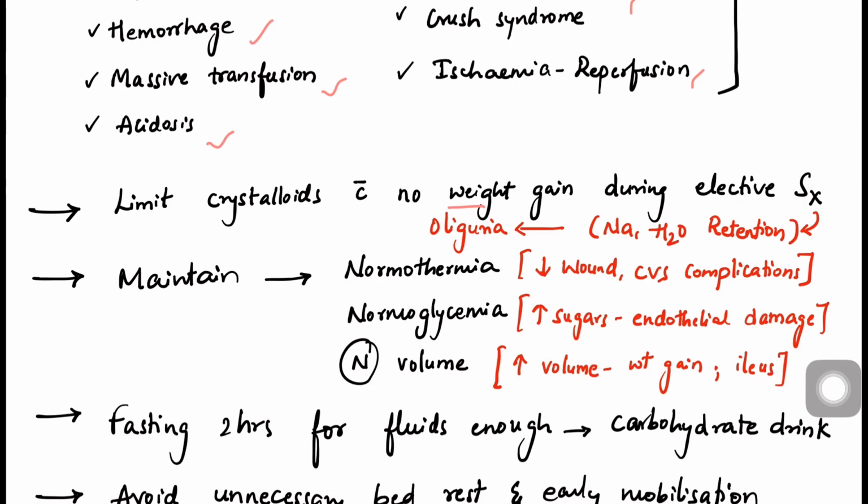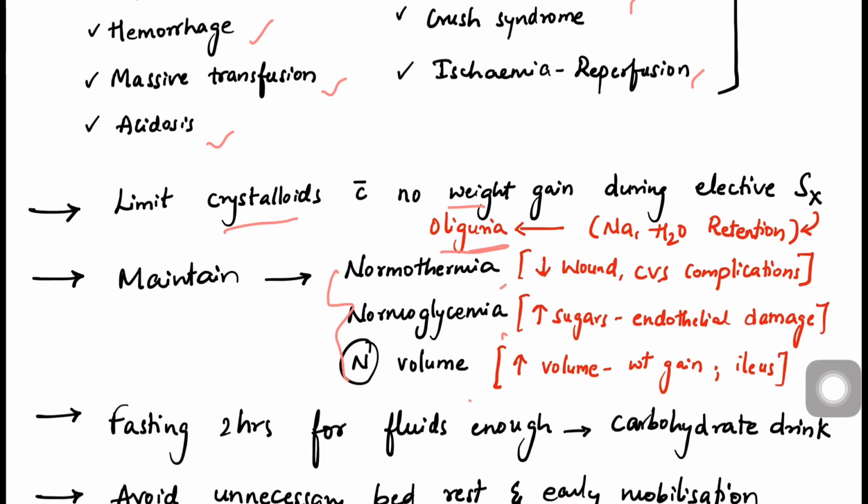In elective surgery, as we keep the patient nil per oral for more than 8 hours, we shouldn't load the patient with crystalloids. We have to limit it to a certain level because surgery is a form of stress, and keeping the patient nil per oral is also a form of stress. In stress, ADH, the antidiuretic hormone, will be high, leading to sodium and water retention, ultimately causing oliguria. And we should always try to maintain 3 normals: normal temperature, normal sugars, normal volume.